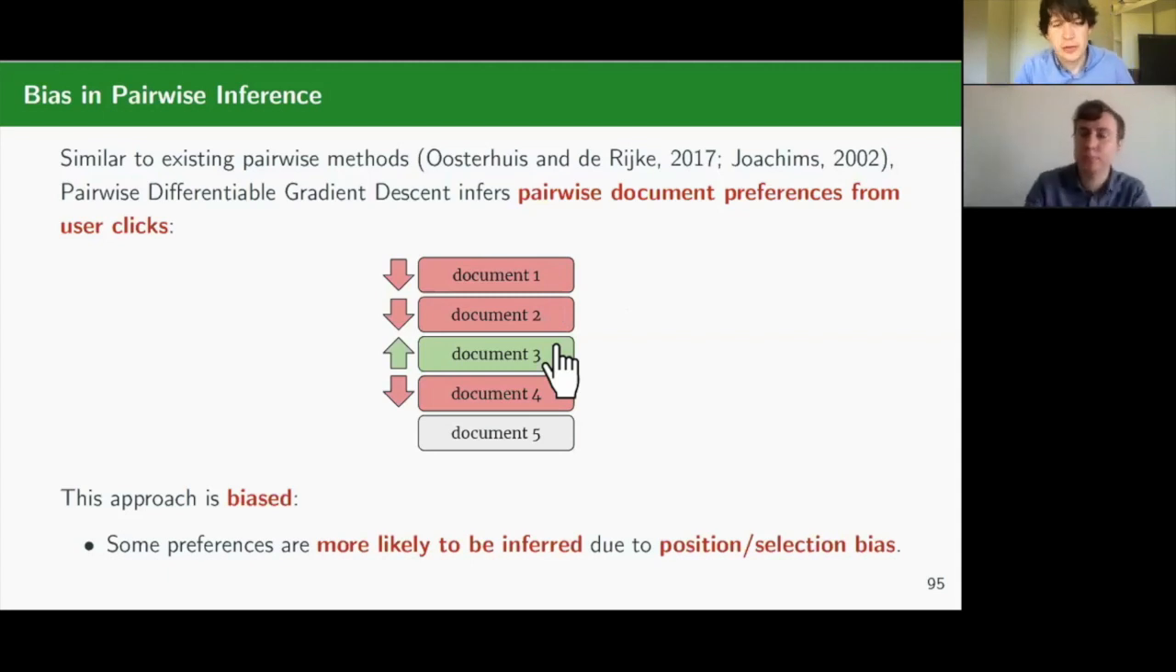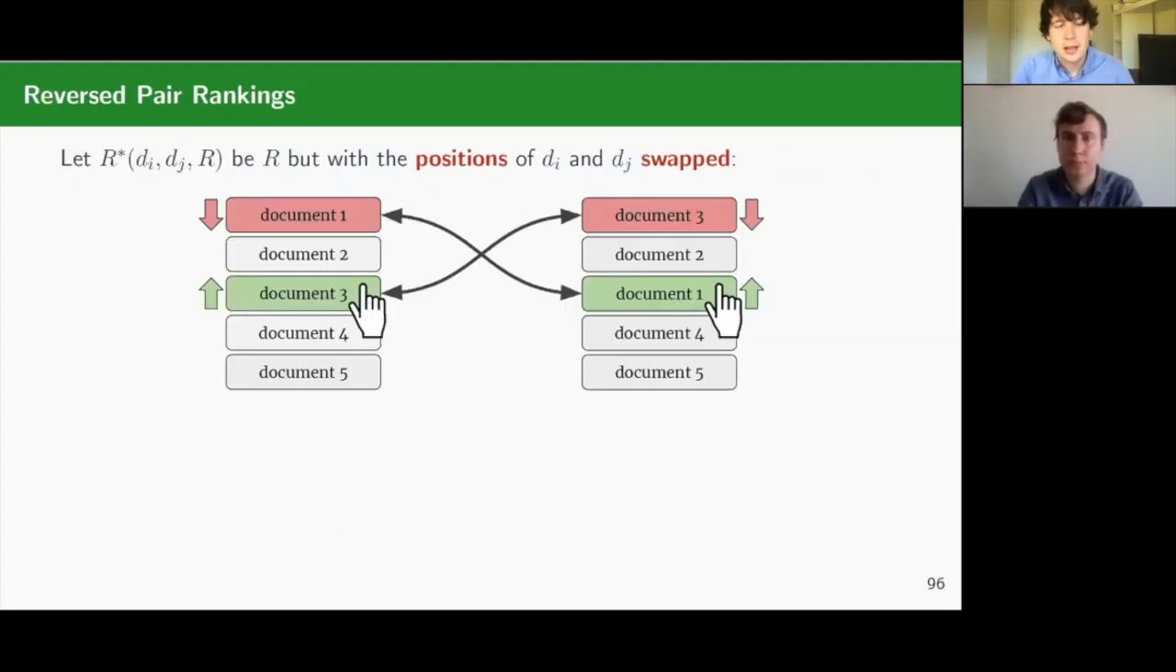We have to do something here. And the approach we take is by looking at reversed pair rankings. A reversed pair ranking is the same ranking as the one that we showed where we received a click, but we swap 2 documents. So in this case, we want to infer that document 3 is better than document 1. But before we look at this preference, we're going to consider the other ranking, where these 2 documents have been swapped and document 1 might have been clicked.